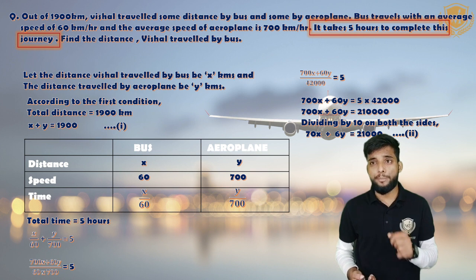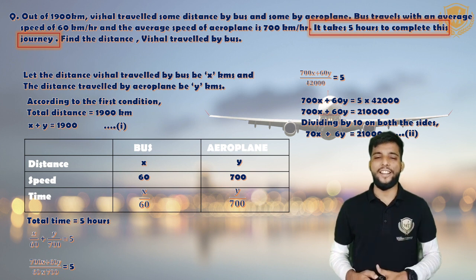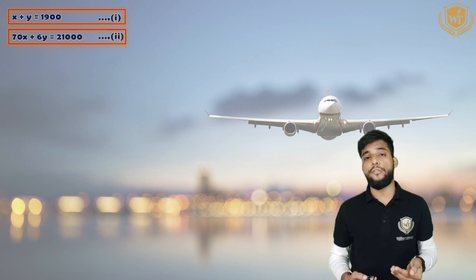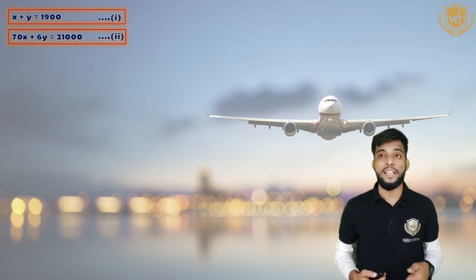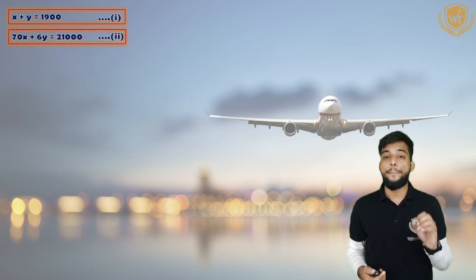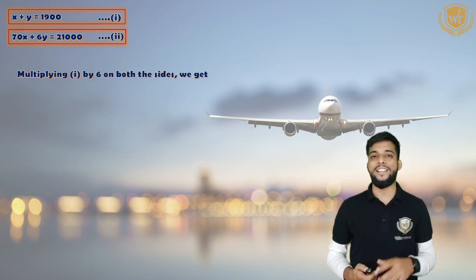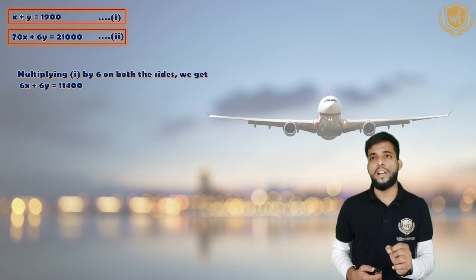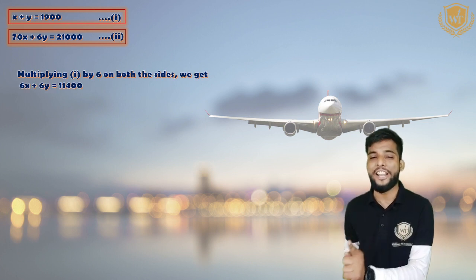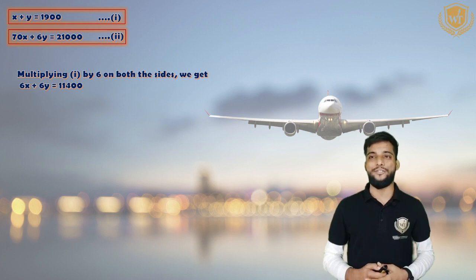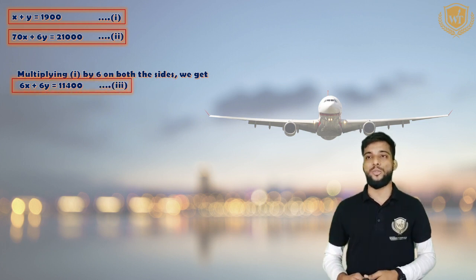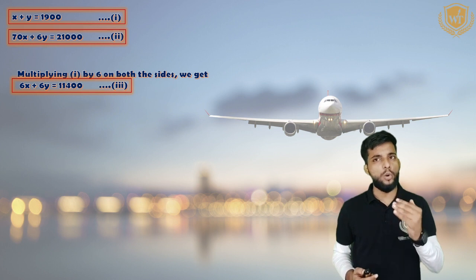Now we have to solve both the equations to get our final answer. Now if you observe, students, the coefficient of y in the first equation is 1 and the coefficient of y in the second equation is 6. Meaning we can easily convert by multiplying equation number 1 by 6 on both the sides. So we'll have 6x plus 6y equals to 1900 into 6, meaning 11,400. Equation number 3, students.